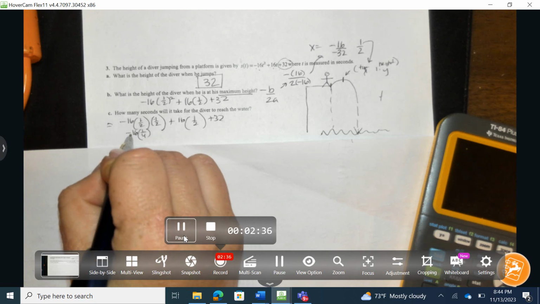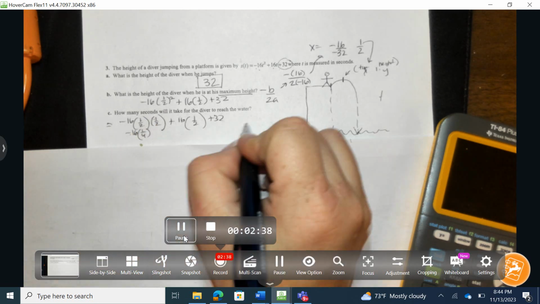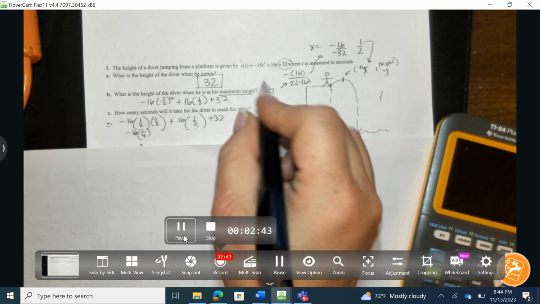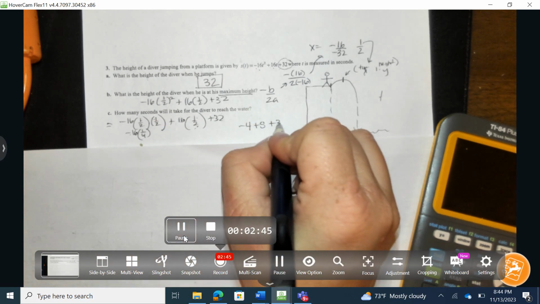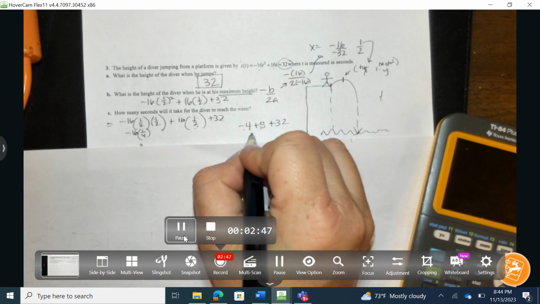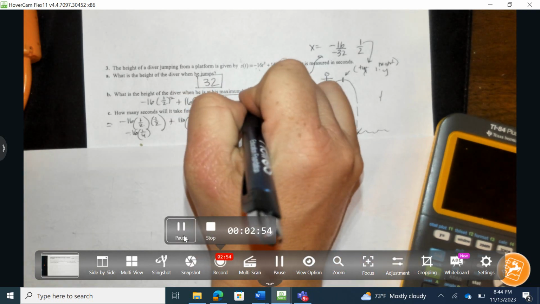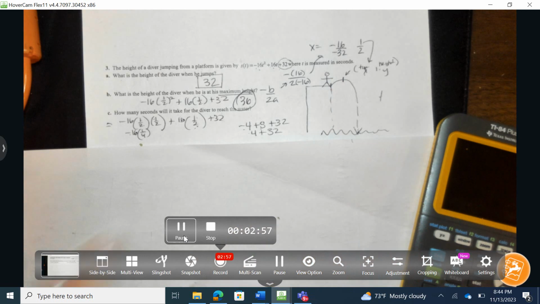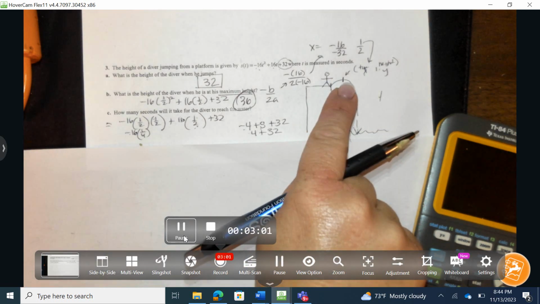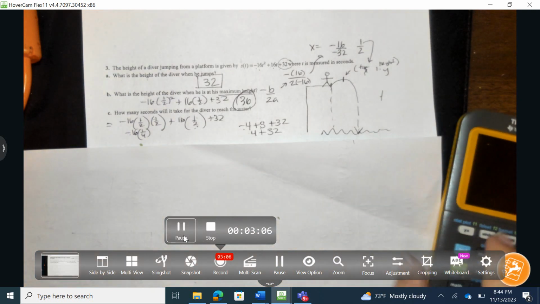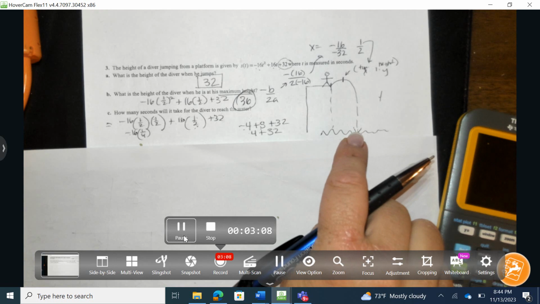That means negative 16 divided by 4 would equal negative 4. And then 16 times 1/2 would be 16 divided by 2, which is positive 8, plus 32. Negative 4 plus positive 8 is positive 4, and 4 plus 32 provides us with this answer of 36. So 36 units above the water is when he hits his maximum height. He leaves at a height of 32, hits a maximum height at 36 above. And now how many seconds before it actually hits the water? We want to know, when does it actually hit the water?